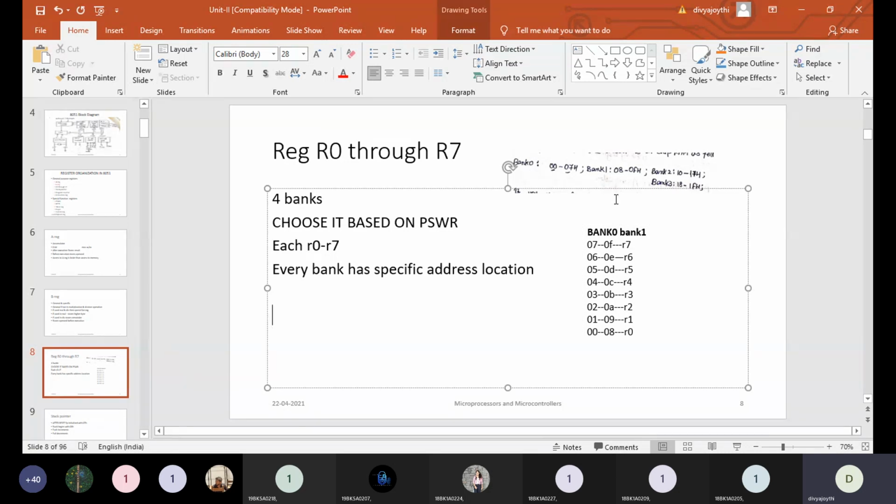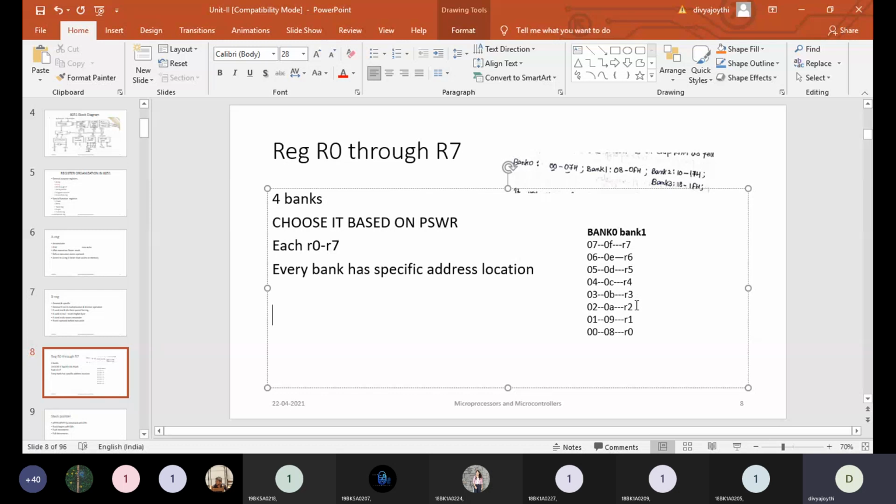Similarly, if you look at bank 1, it starts with an address of 08 and ends with an address of 0F. I have represented that also. See here, bank 1 starts with 8 and closes with F. So within 8 to F, the register names will be the same, but their address locations will change from bank to bank.